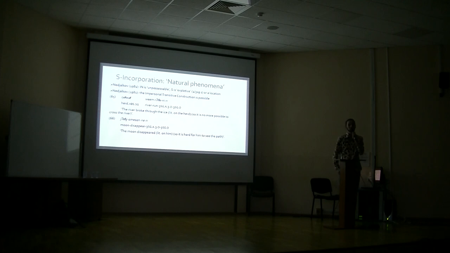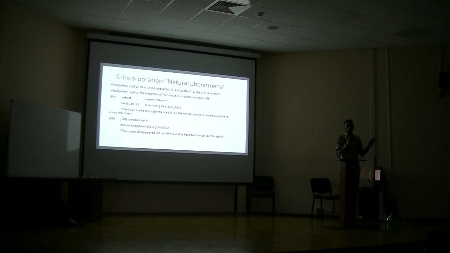It's not only a location where an event happens. 65 should mean that what happens to rivers, that they start to run, has some influence on the herd. So, for example, some part of the herd stayed on another bank of the river, and so on. And it's similar in 66.